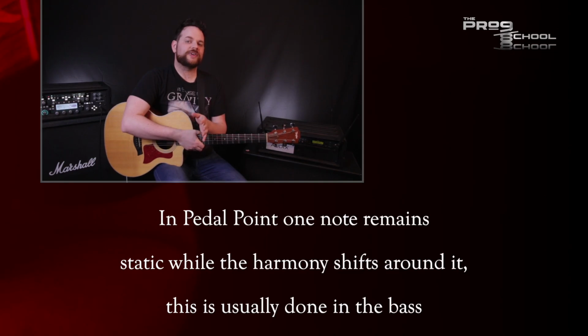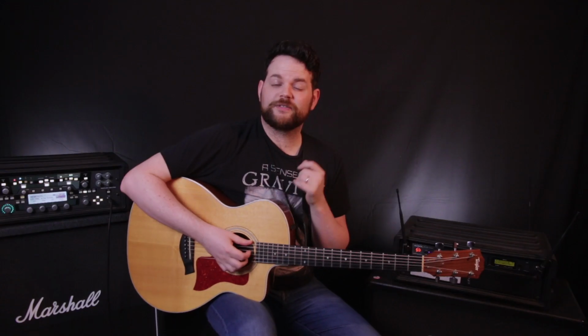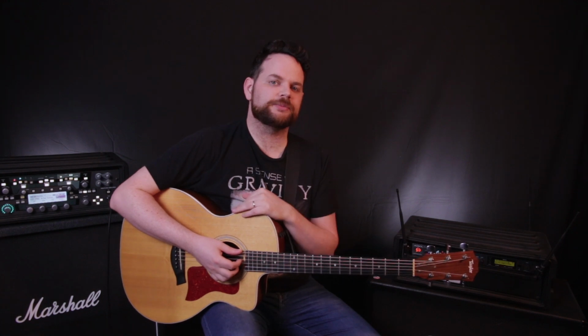One last way that slash chords appear that's very common is through pedal point. Pedal point is a musical device where a note remains static, usually in the bass. This allows for harmonic exploration above that pedal and can also add tension to the music. The first verse of The Fourth Wall pedals on a low G while the harmony shifts on top of it.